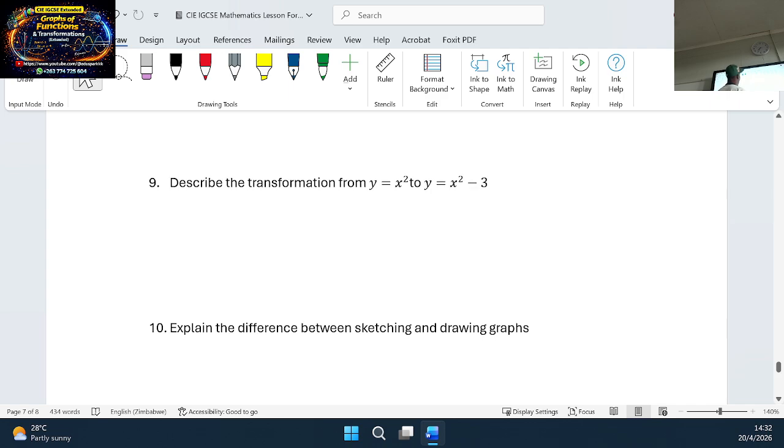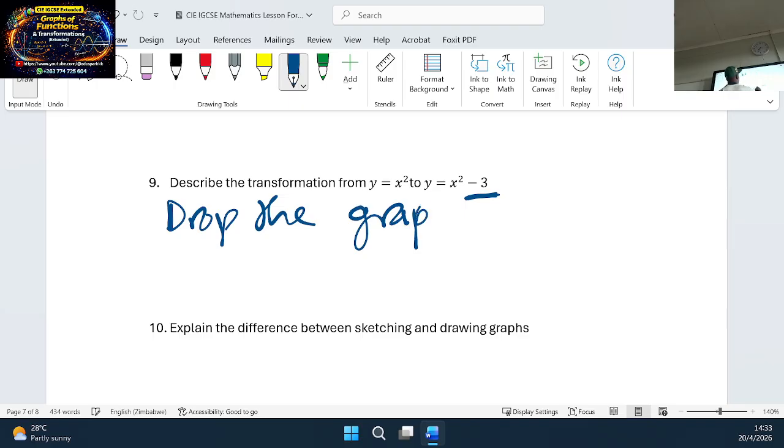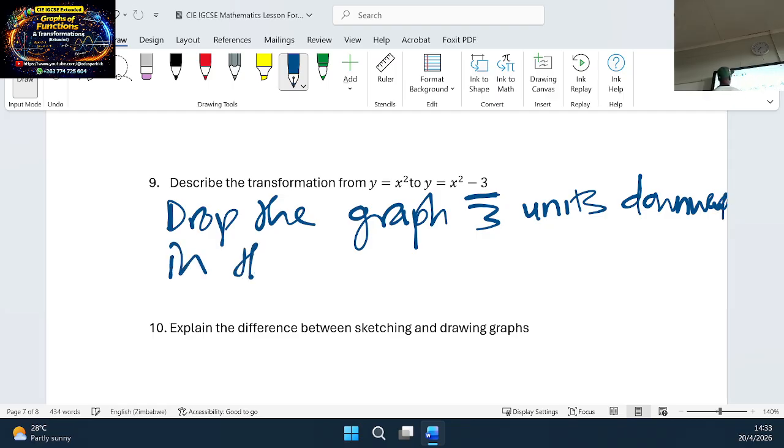Let me move on. Describe the transformation from y equal to x squared to y equal to x squared minus 3. I'm just describing, so when I check, this part gives me a vertical shift, so I can say drop the graph 3 units downwards in the y. I think that's the transformation we have.